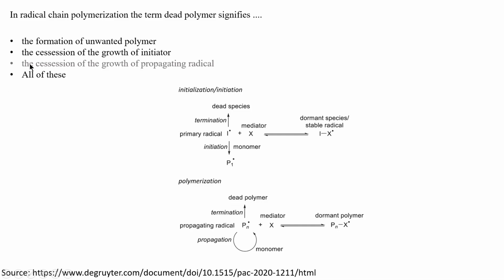This happens when the cessation of growth of the propagating radical occurs. As the polymer grows, if the end groups get saturated, either due to some counter ion coming into the picture or because of some other imbalance, the propagating radical stops growing and a dead polymer is formed. So no matter how many radicals or monomers you add, this dead polymer is saturated and won't go any further. That's why the third option is the correct one for us.